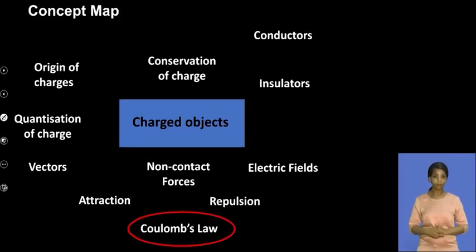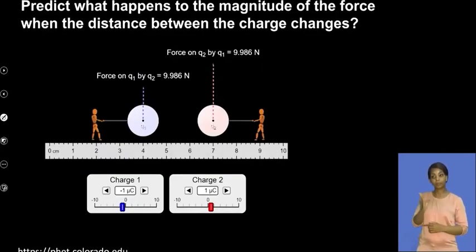Right. Now, we have a scenario here which says predict what happens. So it's all about predictions. Predict what happens to the magnitude of the force. The electrostatic force in this case still remains our dependent variable. We're going to change the distance between the charges. Now the distance is our new independent variable. In other words, the magnitude of the charge will remain constant, right? The only thing that we're changing is actually the distance, right?